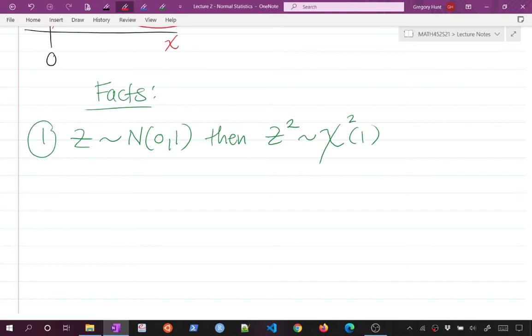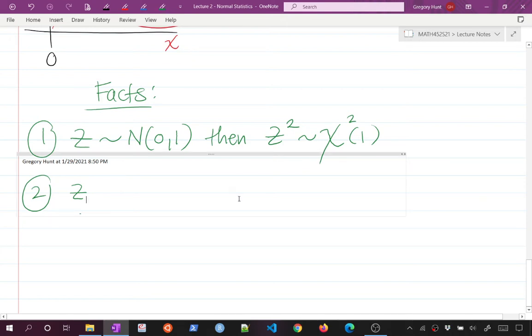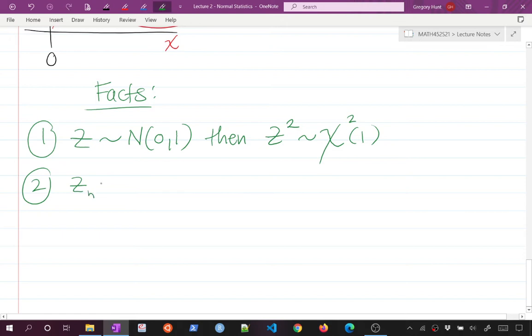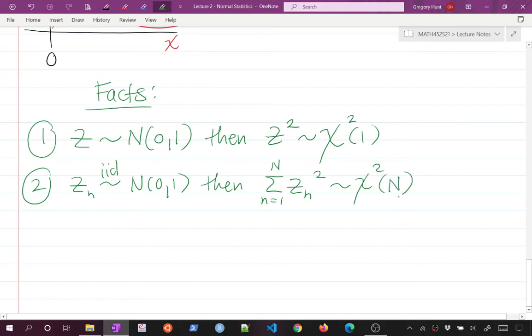Second fact, let's keep it in green. Second fact is that if I have a random sample of standard normal random variables, and I look at the sum of the squares of these, this is going to have a chi-squared distribution with n degrees of freedom.